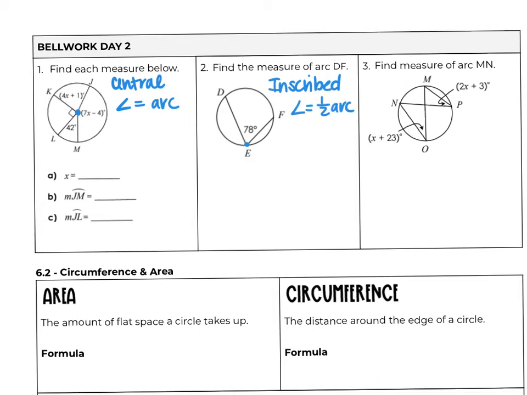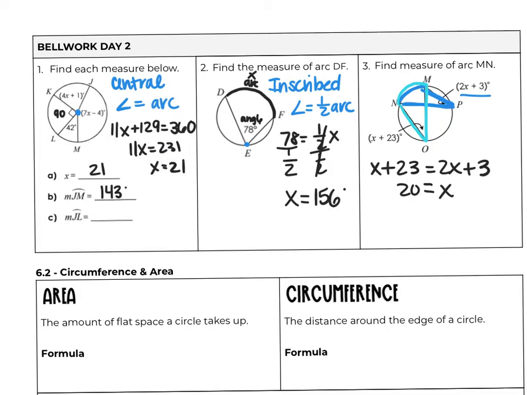And then on 3, you're looking for arc MN, which is here. So you're going to want to look at where these angles open up. So MN is the arc for the angle that's 2x plus 3. And then the other angle shares that same arc. Okay, so think about how you can write that equation. So go ahead here and pause to solve. When you click play, the answers will all pop up.